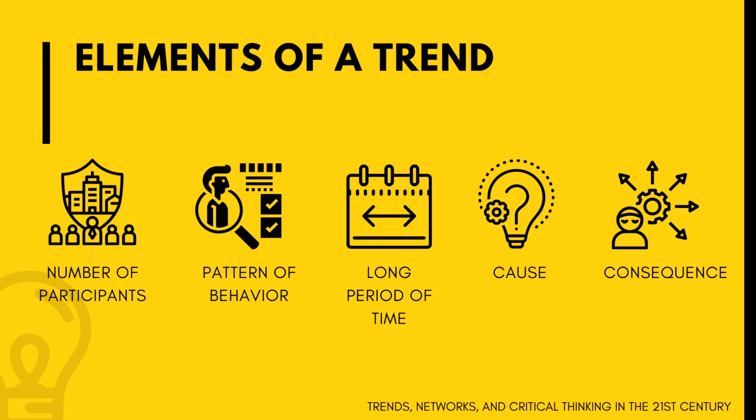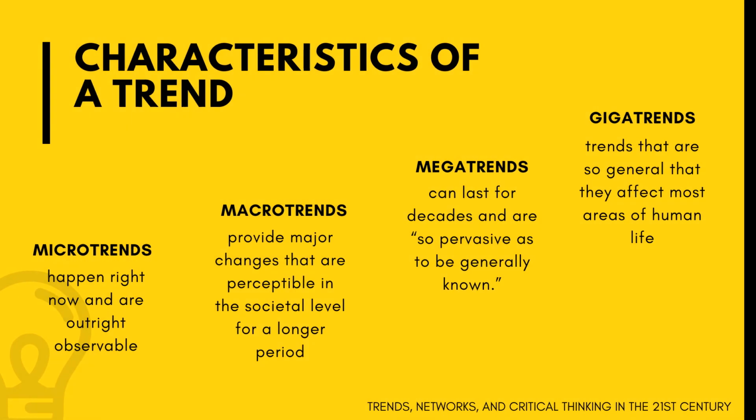Next, characteristics of a trend. So, we have 4 characteristics. First, microtrends, the macro trends, the megatrends, and the gigatrends. So, first, let's focus on the microtrends. So, it happens right now and are outright observable.